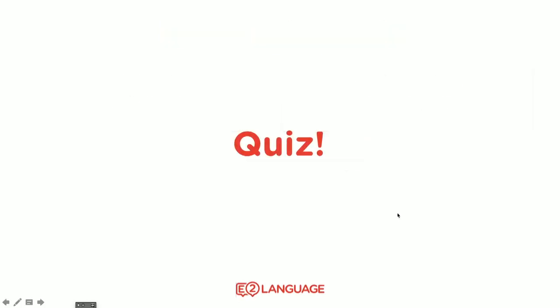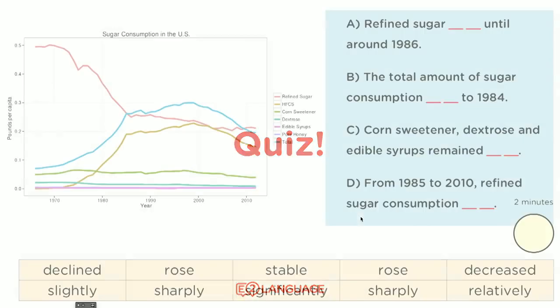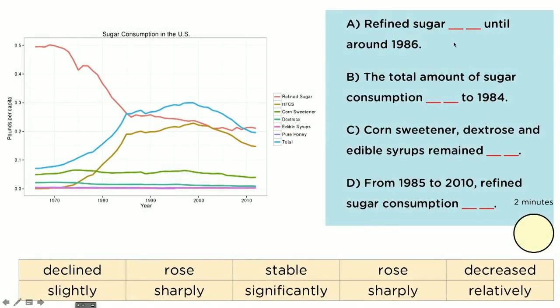All right, it's quiz time. I want you to do a little quiz. This will take you 2 minutes. Please do it. You're gonna have 2 minutes to choose a verb and an adjective from down here to complete the sentence. In order to complete the sentence though, you'll actually have to understand the graph. Let's just go through it briefly.